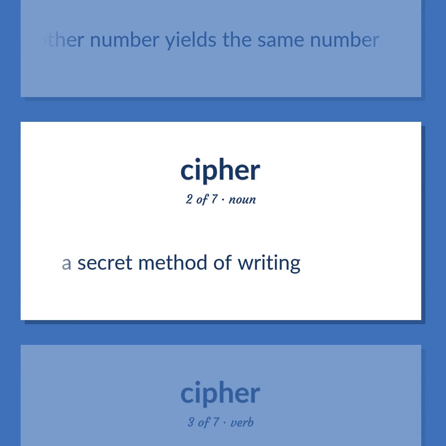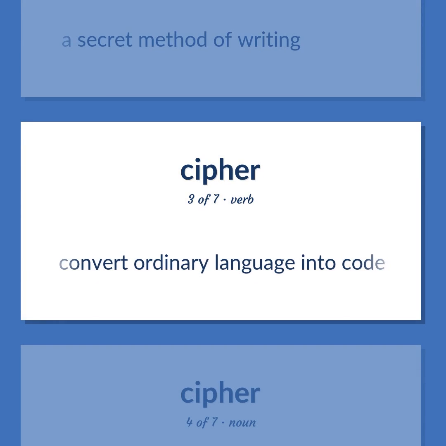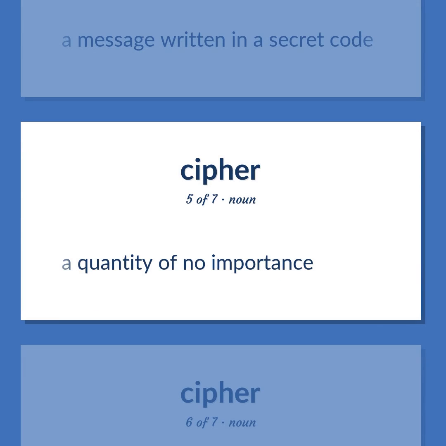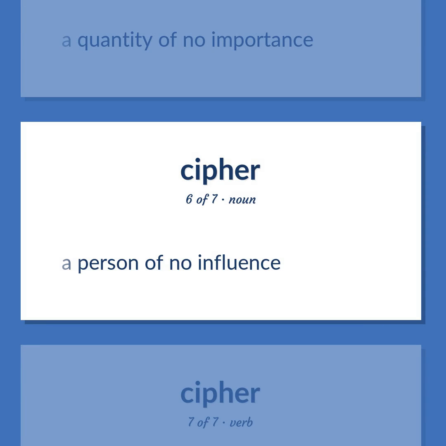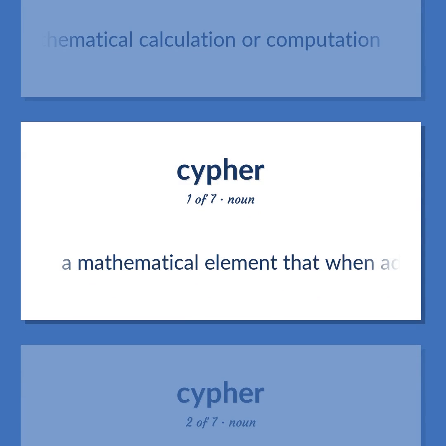A secret method of writing. Convert ordinary language into code. A message written in a secret code. A quantity of no importance. A person of no influence. Make a mathematical calculation or computation. A mathematical element that when added to another number yields the same number.